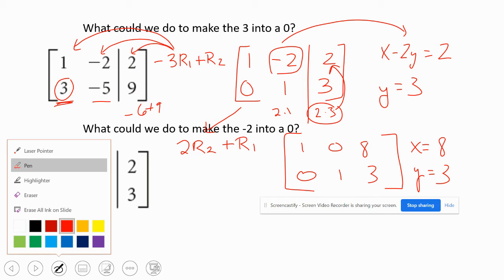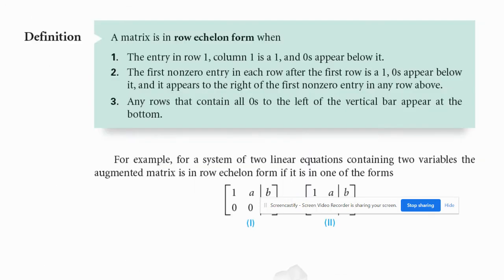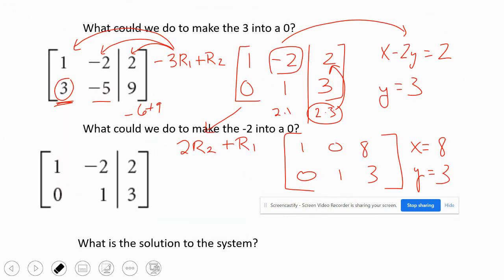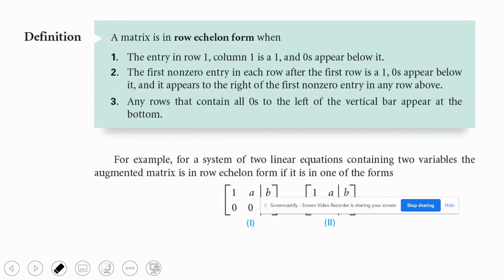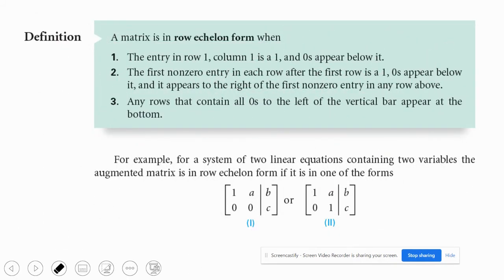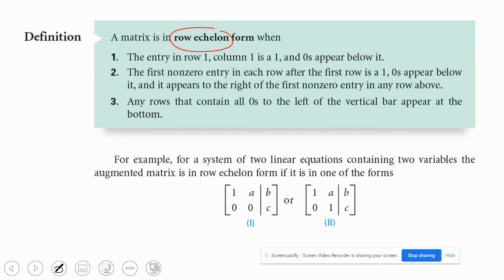Okay, so let's do another one. Oops, same one, sorry. So when we get it into that form where we have ones and zeros, it's called a row echelon form. Echelon's Greek. So we want to have zeros because then if everything else is zeros, we have it solved.